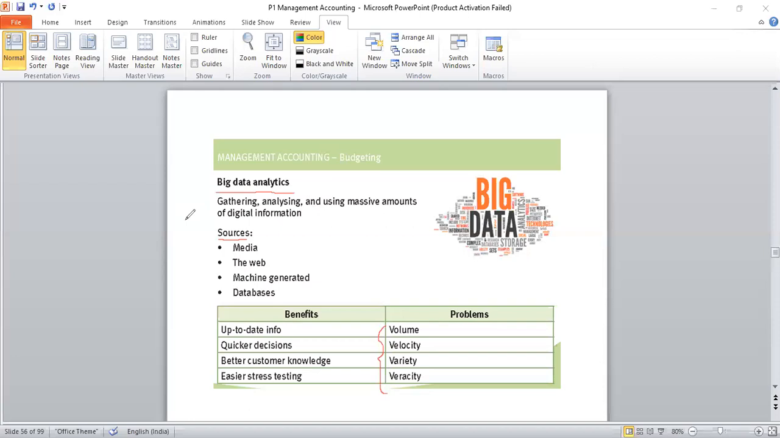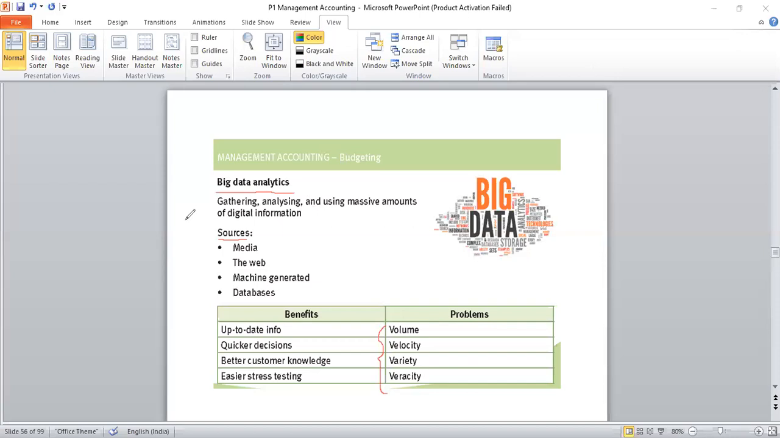So what's the problem with that? The problem with that is availability of skill. Not everybody is equipped with this kind of skill set to analyze and process the data. So that becomes a problem.